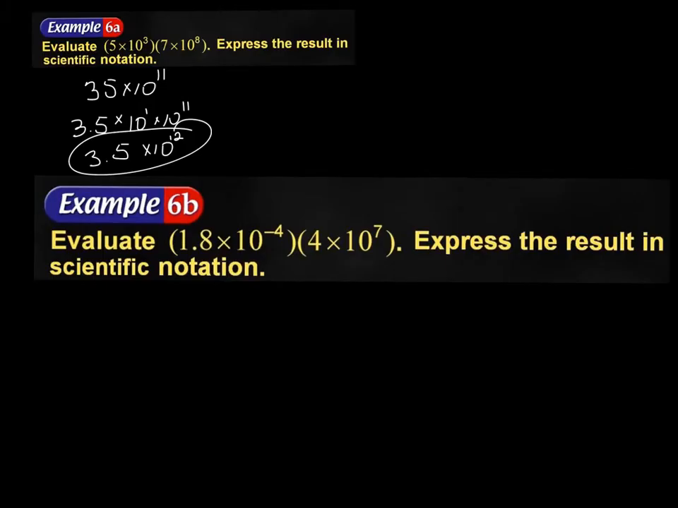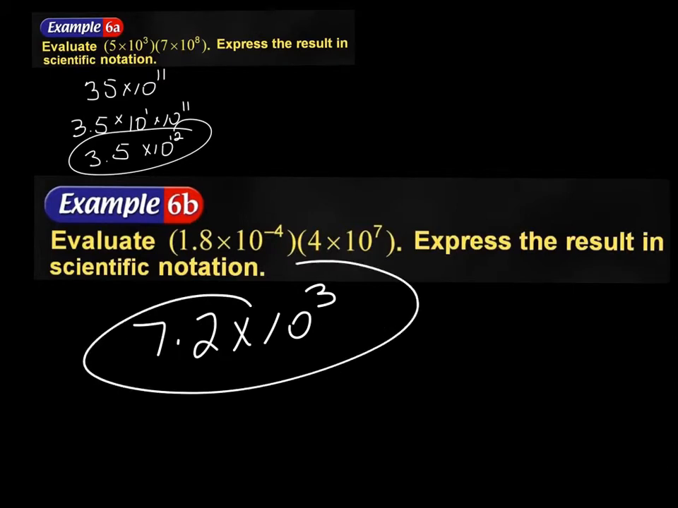1.8 times 4 is 7.2, times 10 to the negative 4 plus 7 is 3, and we're done.